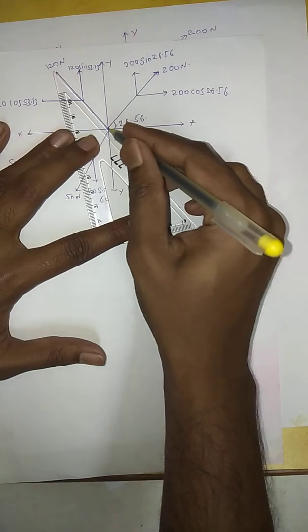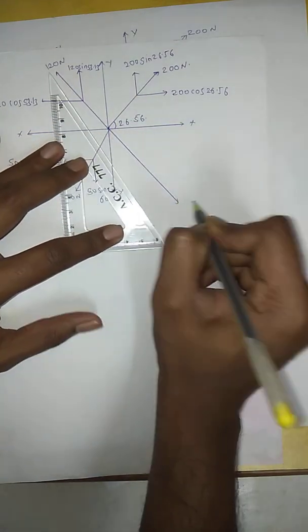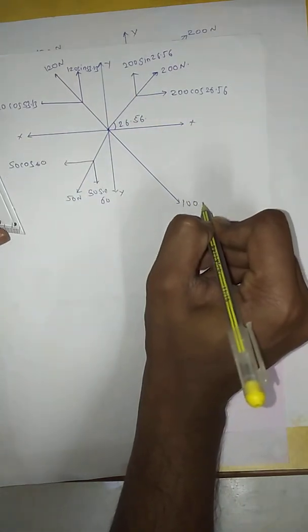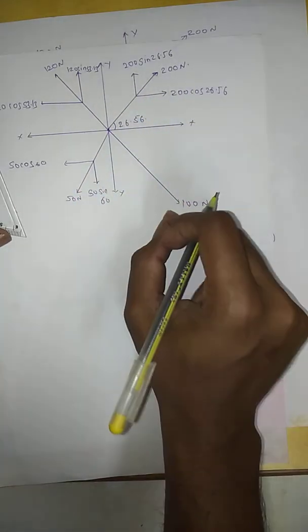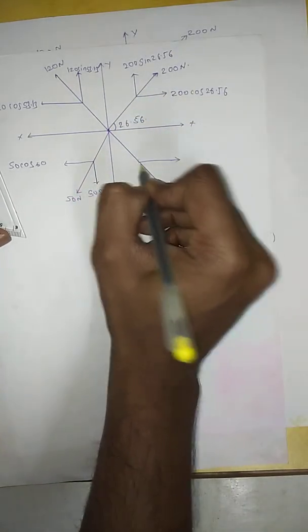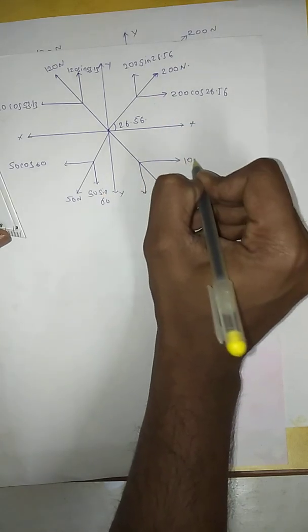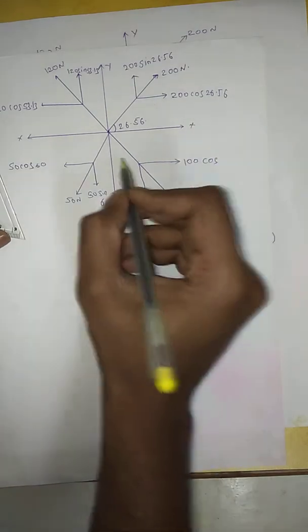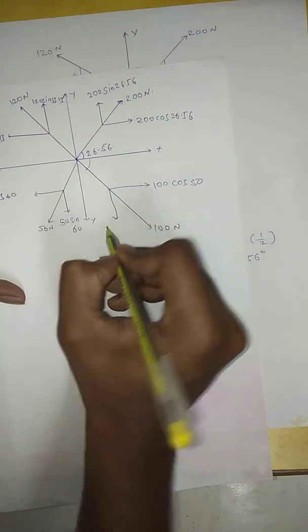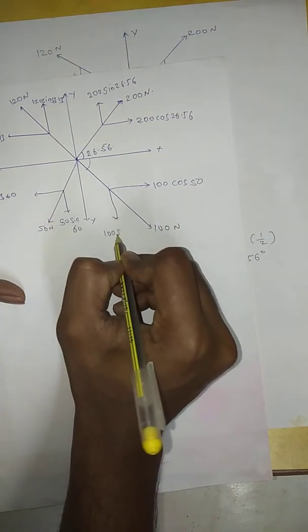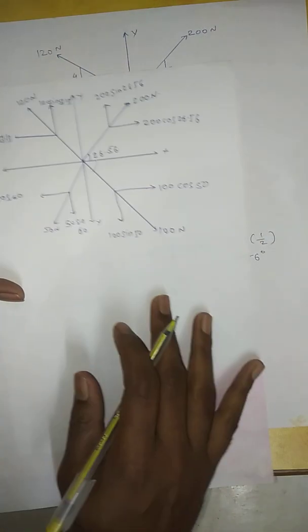Okay, now you have to resolve this particular force and this is 100 Newton and this is in this particular quadrant. So resolve like that and this is away. So we have to show this direction. Okay, so this will come out to be 100 cos. So this angle we have calculated 50. Okay, and this will become 100 sine 50.